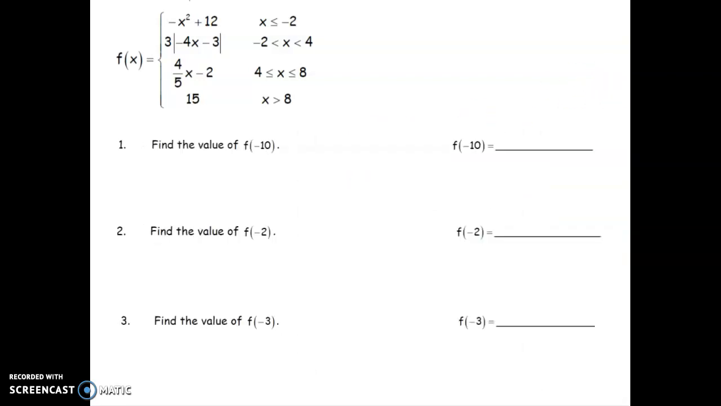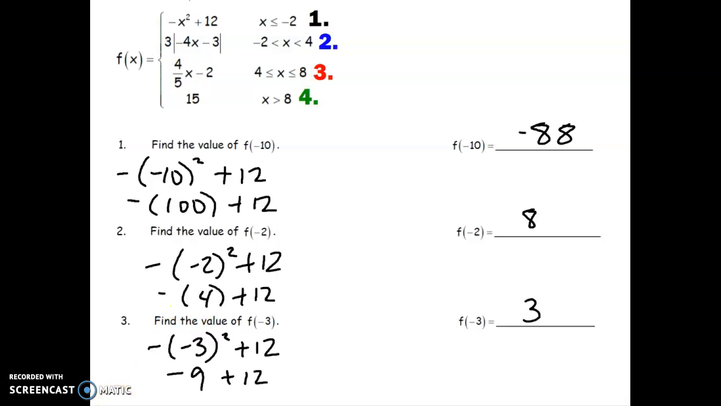Okay, let's see if we can find the value of these 3. Pause the video and see what you can do. Okay, here's the first set of 3. Double check what you did with that negative in the front. Look right here. You see that I had a negative in the question, and then I also had a negative on the value that I was looking at. My x value is -10.